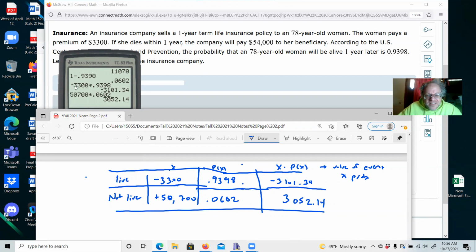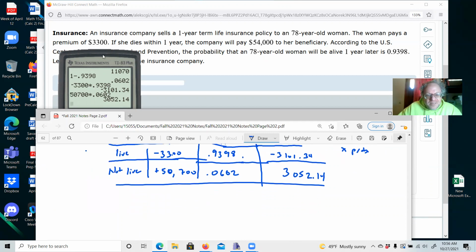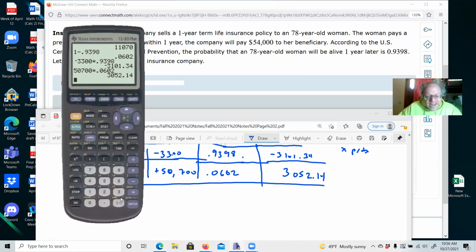Oh, this is not a good thing for them. So negative 3,300, and the probability for that, negative 3,134, this is a little bit bigger. So the expected value, they're losing money on this. That can't happen. Insurance companies don't win. It's like casinos. Casinos don't lose money. They don't build the pretty buildings for losing money. That's not what they do. Insurance companies got really big buildings in New York. They ain't losing money.